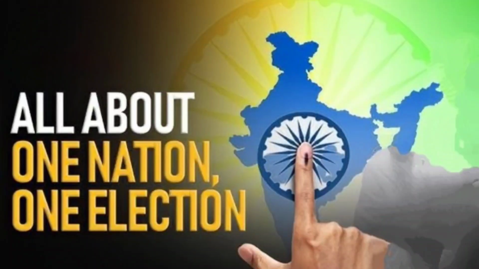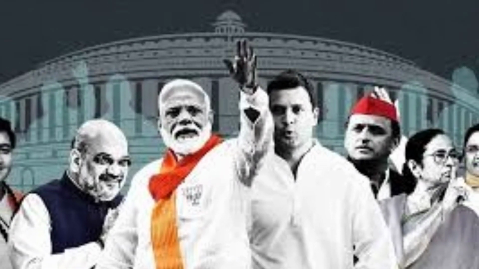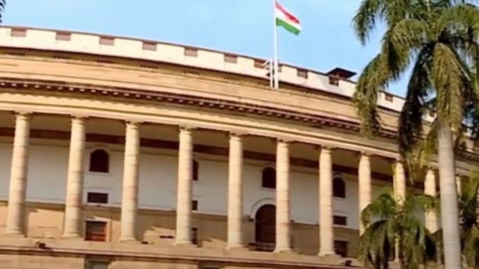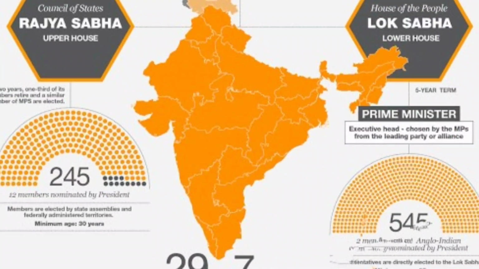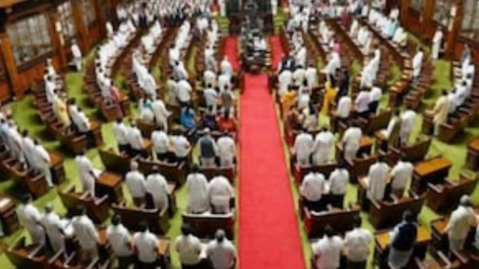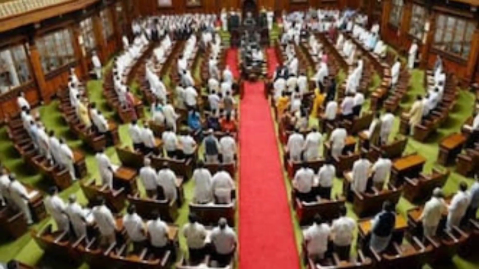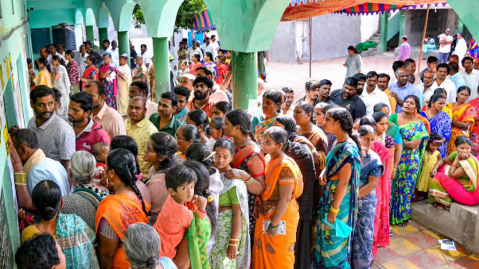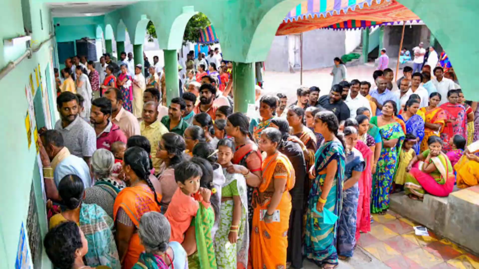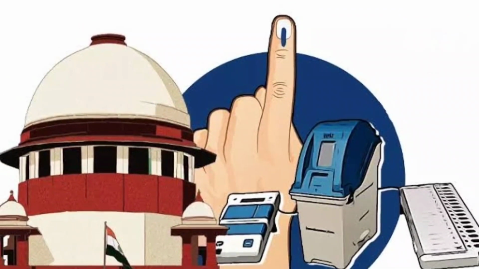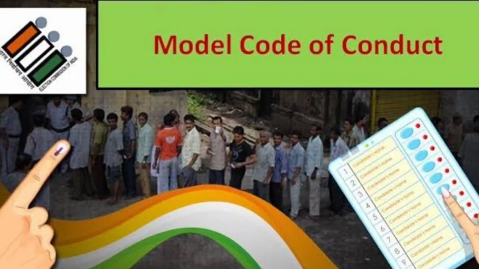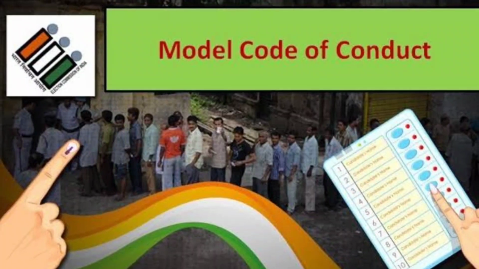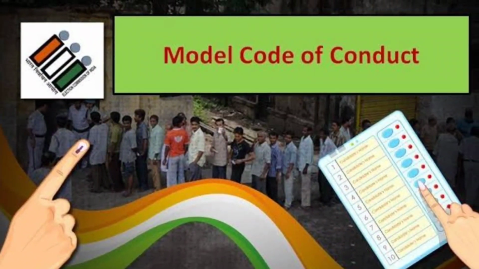What is one nation, one election? The term refers to conducting elections for the Lok Sabha and all state assemblies simultaneously, either on the same day or within a specified time frame. Currently, elections in India occur at different times due to the varying terms of state assemblies and the Lok Sabha. This leads to frequent electoral cycles and the enforcement of the Model Code of Conduct (MCC), which disrupts governance.